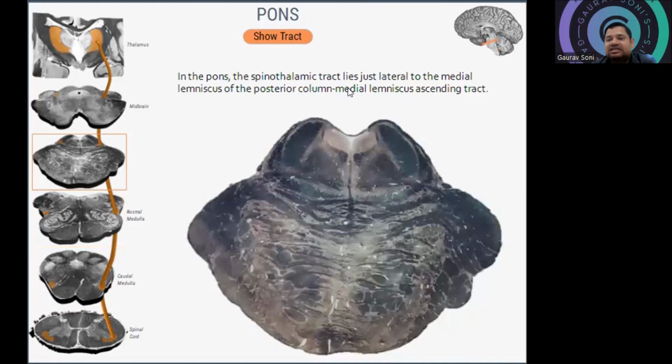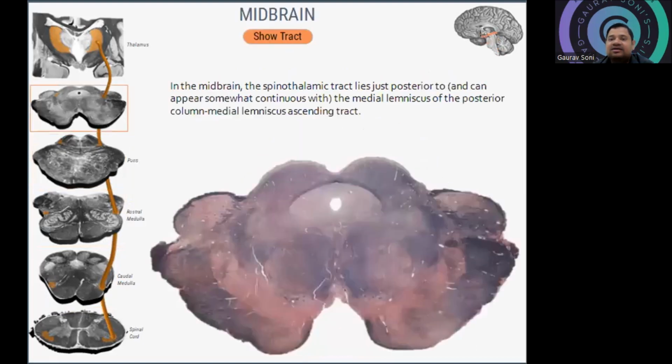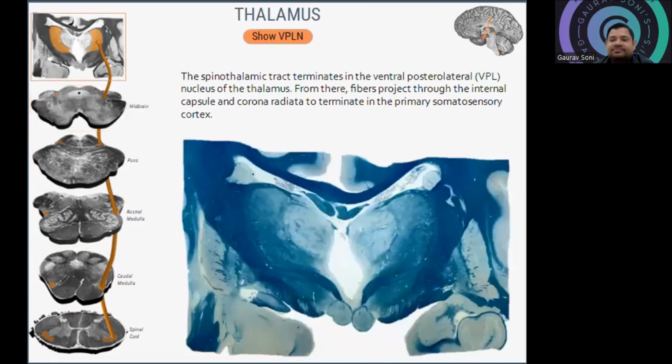Then in the pons, the spinothalamic tract lies just lateral to the medial lemniscus, the ascending tract of the posterior column. You can see this part here. From here it will move upwards. So remember, in the pons, the spinothalamic tract lies just lateral to the medial lemniscus. Then in the midbrain, the spinothalamic tract lies just posterior to the medial lemniscus. This is the pathway from where the spinothalamic tract will move upward. Then ultimately it will reach the thalamus.